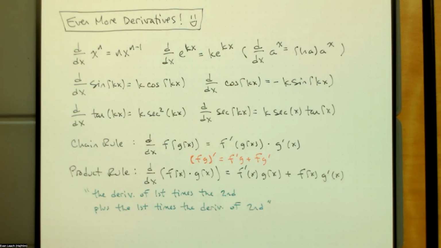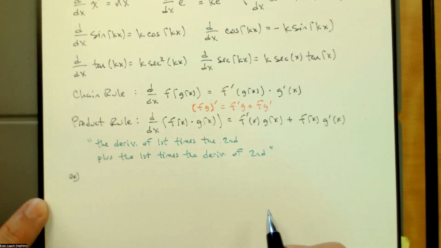So these are the words that I was programmed with. I mean, I was taught when I learned this. The derivative of the first times the second plus the first times the derivative of the second. Then all we have to do is remember those words when we go to implement the problem. So let's practice.